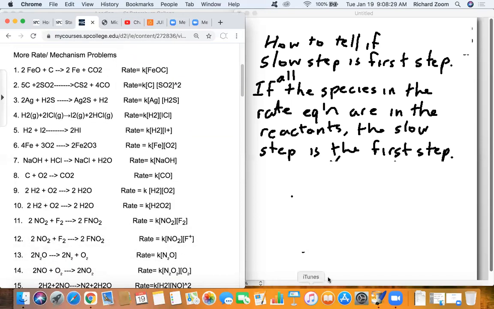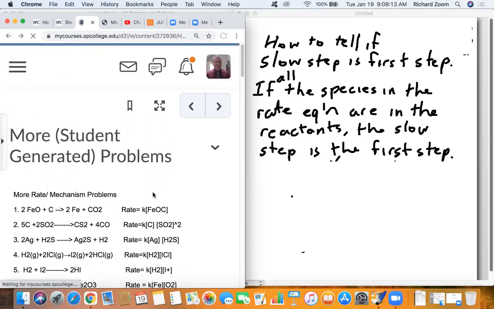All right. Okay, let's try 13. Number 13. Slow step, first step. Yes. All right. I think it's finally beginning to twig. Look at that. The answer is yes. Is N2O a reactant? Yes, it is. It's a beautiful thing. So at least we're getting closer here.